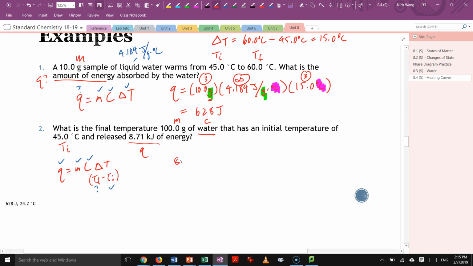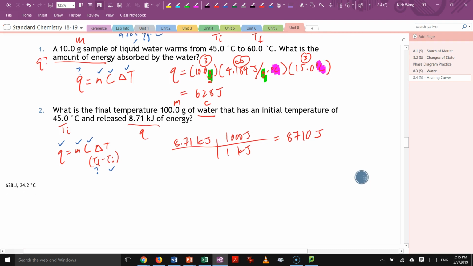Let's go ahead and do 8.71 kilojoules. We're going to convert that into joules. Why? Because our specific heat is in joules per gram Celsius. So for every 1 kilojoule, you have 1,000 joules, and that ends up being 8,710 joules of energy. That's our Q. Let's plug that into the formula.